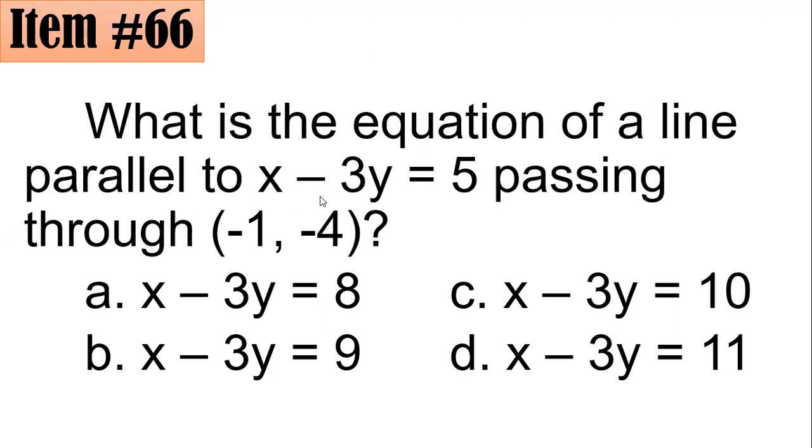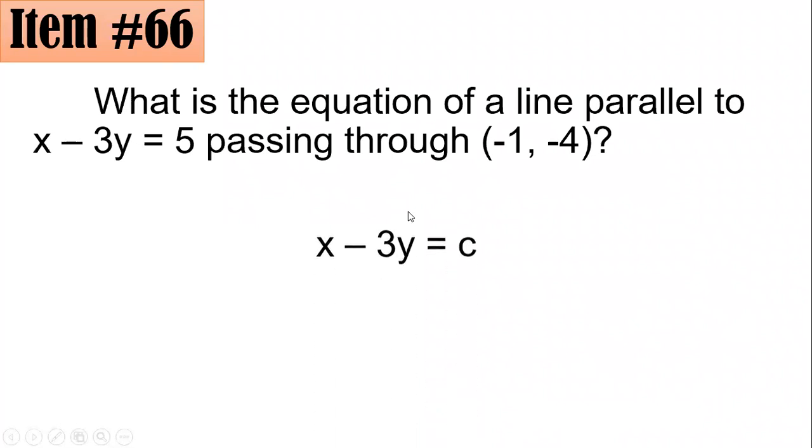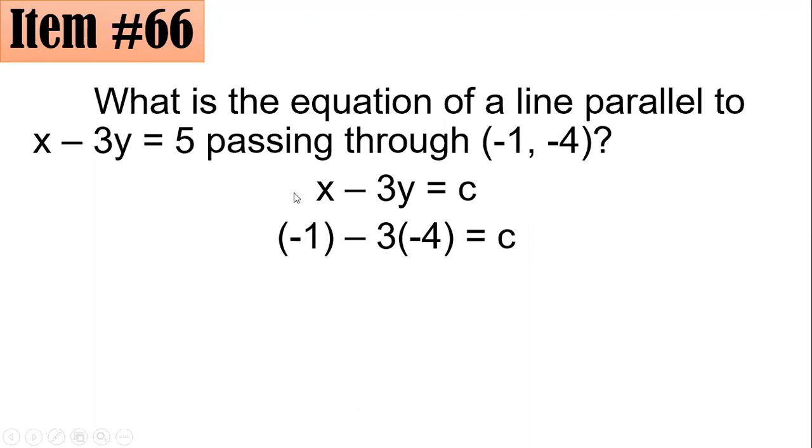If you see po, no, x minus 3y equals 5. And if you're looking for the standard form of the line lang naman, so all you can do is copy the left-hand side and equate it to a certain constant. Say C. So palitan nyo lang po yung constant ng C. And we will substitute -1 for x and -4 for y. And with this, we will be solving for C. With that, it becomes -1 minus 3 times -4 equals C. So this one, it's -1. -3 times -4 is +12 equals C. And C here is 11.